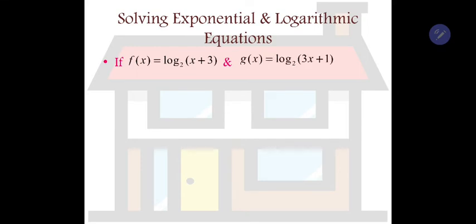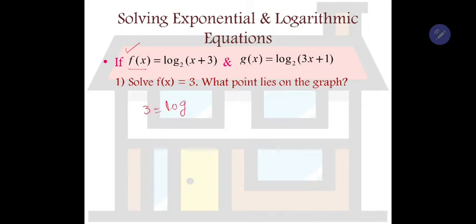This question says if f of x equals log base 2 of (x plus 3) and g of x equals log base 3 of (x plus 1), then solve f of x equals 3 and find what point lies on the graph. The given information is f of x equals 3. So we need to use this function because this function has f of x. So according to this, f of x is 3. So I'm going to replace f of x with 3. So I have 3 equals log base 2 of (x plus 3).